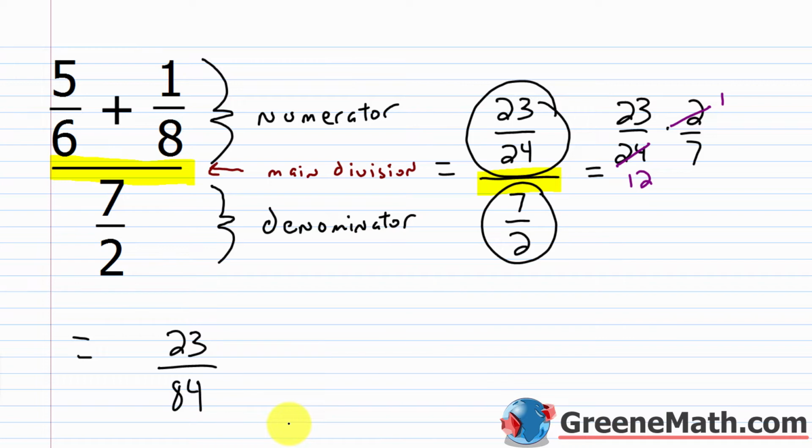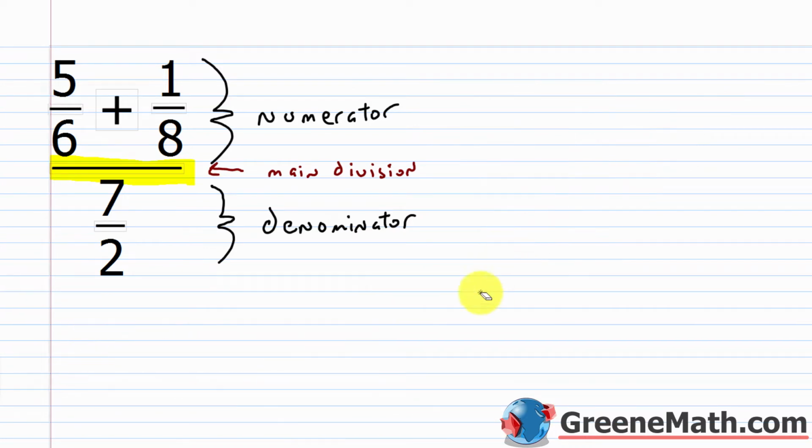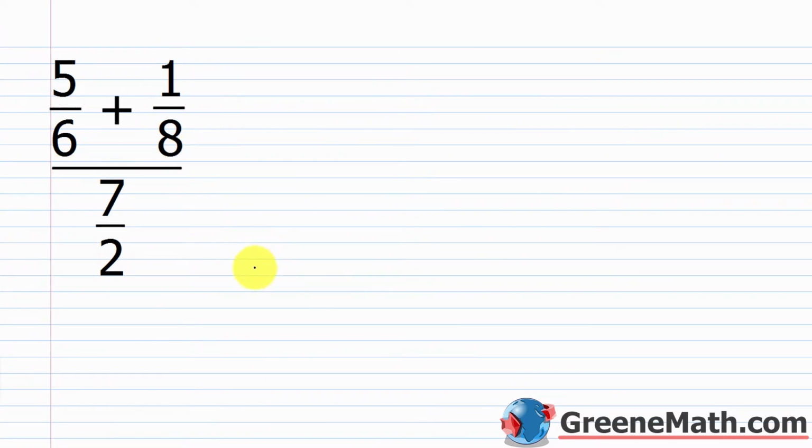Now, I taught you another method to do this in the lesson. Let me erase all this real fast. The other method is to multiply the numerator and the denominator of the complex fraction by the LCD of all denominators involved.